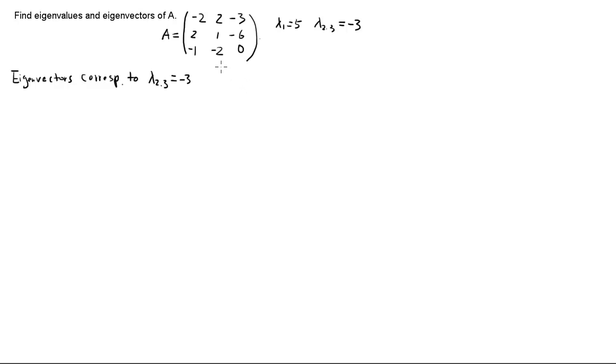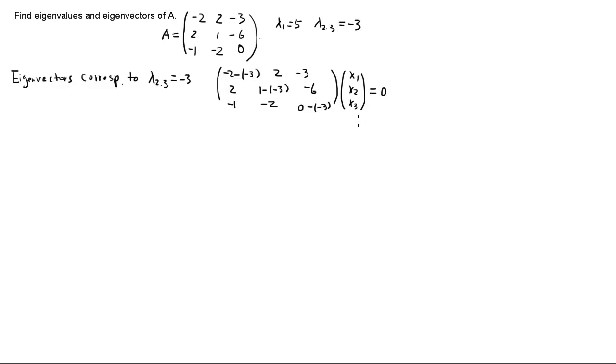Theoretically, this is just the same thing, but technically, there might be some differences over here. So we still look at A minus λI. So what it means is that now we have 3 minus (negative 2) minus λ over here, and then we have 2 and negative 3, and then we have 2, and then we have 1 minus negative 3 and negative 6, and negative 1 over here, negative 2, and 0 minus negative 3. Just be careful about the signs over here. And we want to solve this system over here, x1, x2, x3 is equal to 0.